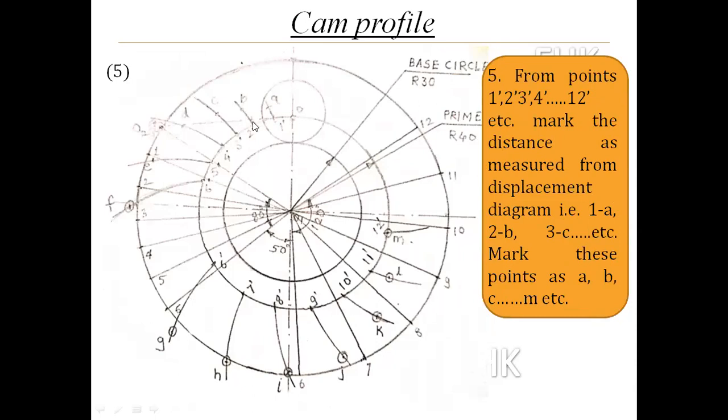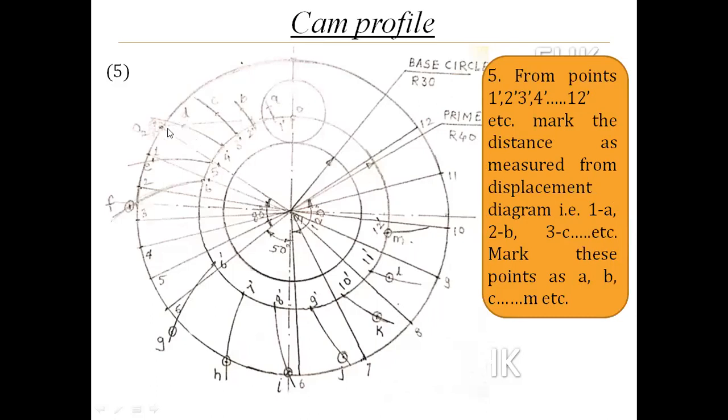Then 2b, that much distance from the displacement diagram, cut the second arm; where it cuts the second curve, that point will be B. Then 3c from the displacement diagram and 3 dash as a center, cut the third curvature at point C. 4d from the displacement diagram and 4 dash as a center, cut the fourth curvature at point D.